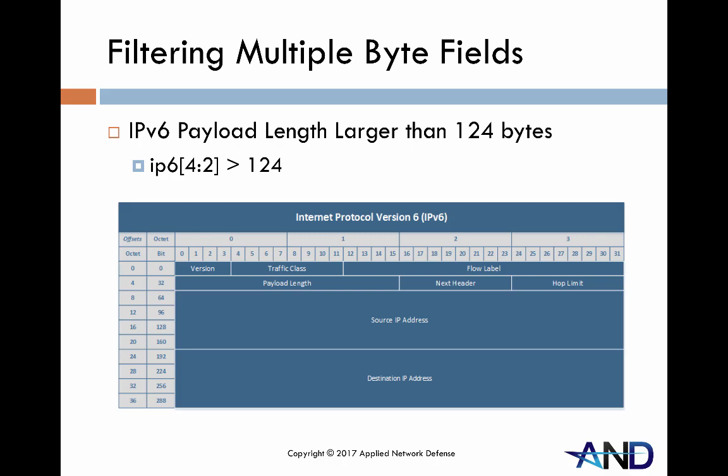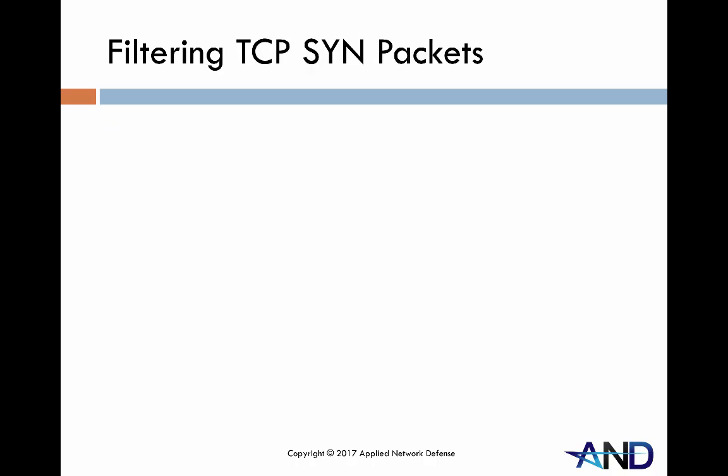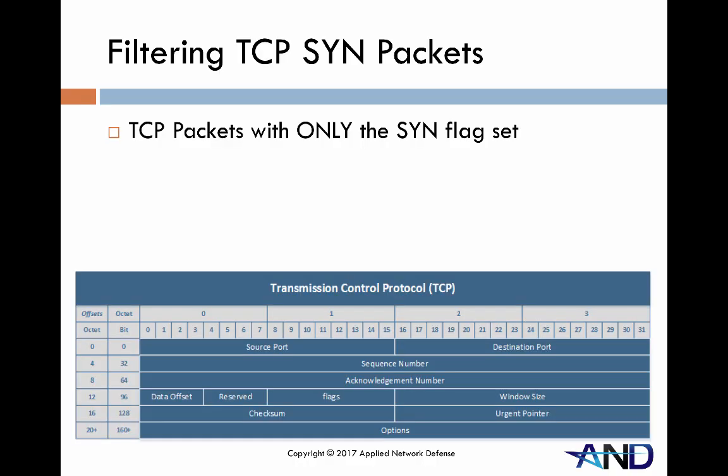Let's talk about one more example here that might trip you up, and we're going to focus on filtering TCP SYN packets. In this case, I want to filter packets that only have the SYN flag set in a TCP packet. Now, this gets a little tricky because if you look at the TCP header, you'll see that the flags field comes about in TCP[13], the 13th byte offset from 0. You see flags there.